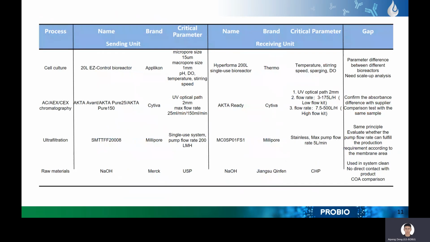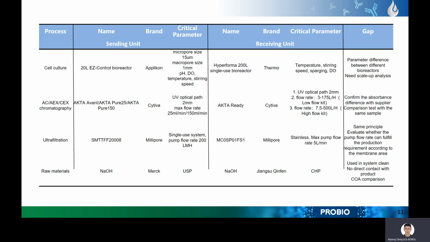Then I will give some examples to show how gap analysis and the risk assessment are conducted in a tech transfer. This slide gives some gaps in the project transfer. The gaps cover upstream, downstream, and materials. For example, the bioreactor changes from applicant to solver when scaling up. The bioreactors have different geometric design and exposures.